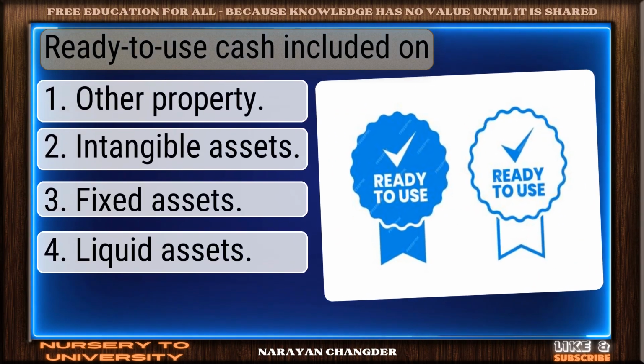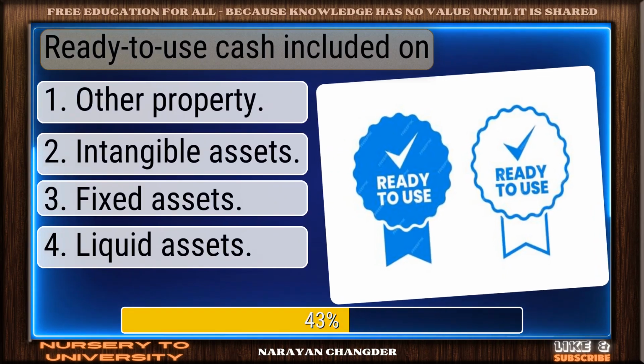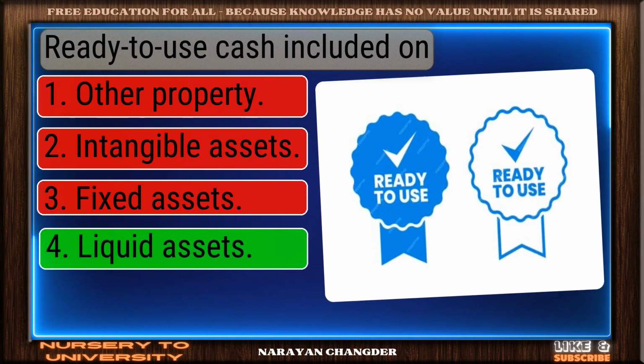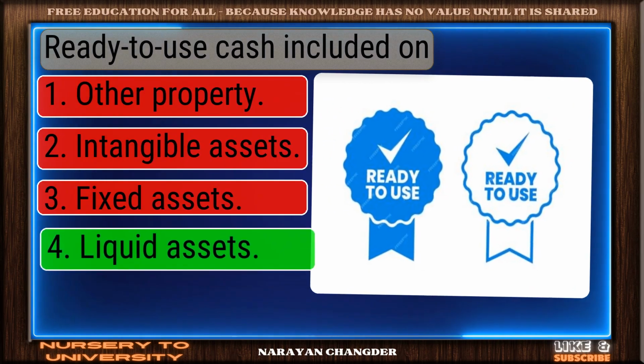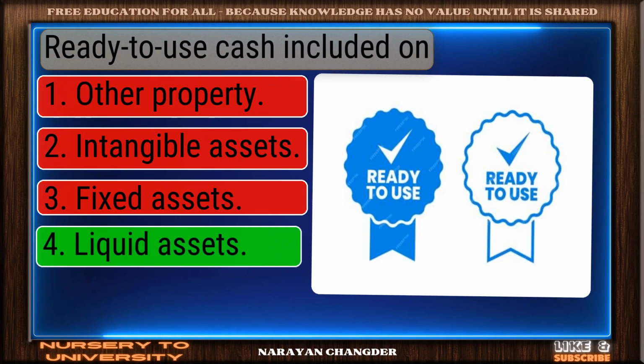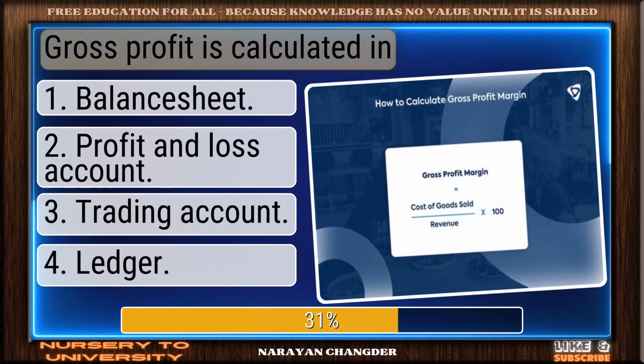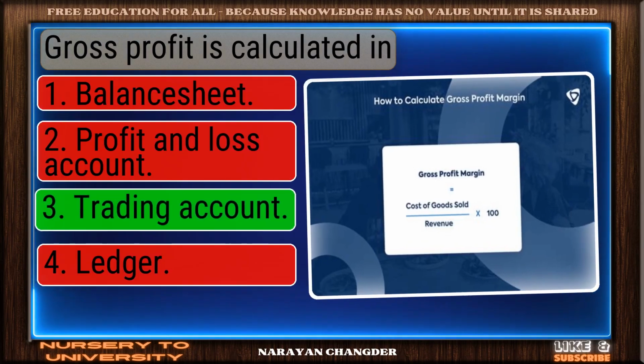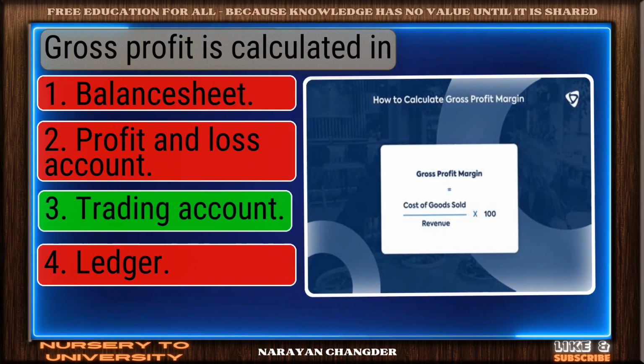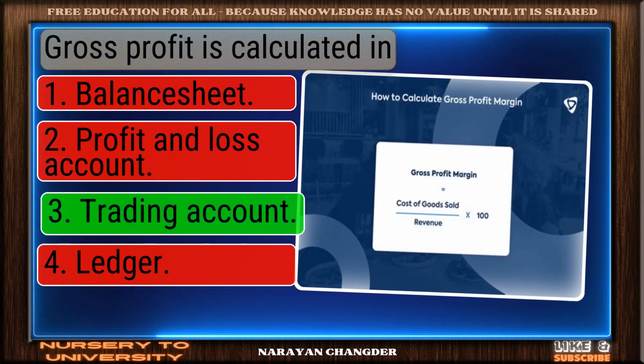Ready to use cash included on. Great job. Liquid assets is the accurate answer. Gross profit is calculated in. You chose trading account, and it is correct.